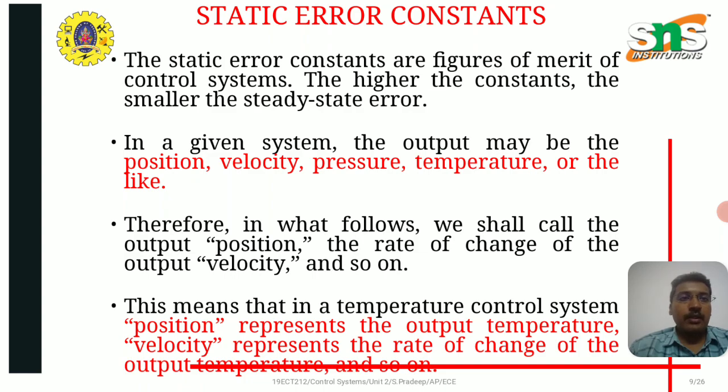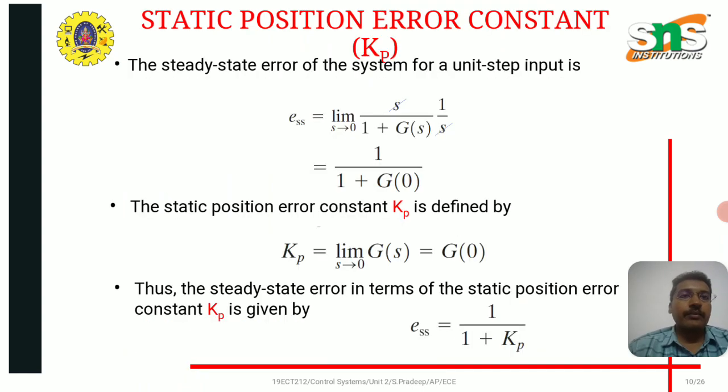In a given system, the output may be the position, velocity, pressure, temperature, or the like. Therefore, in what follows, we shall call the output position, the rate of change of the output velocity, and so on. This means that in a temperature control system, position represents the output temperature, velocity represents the rate of change of the output temperature, and so on.